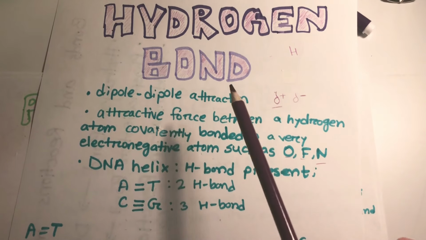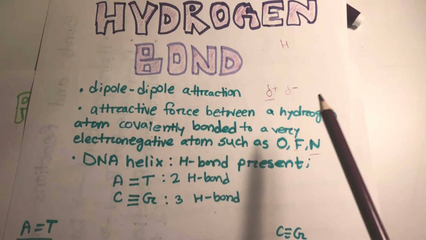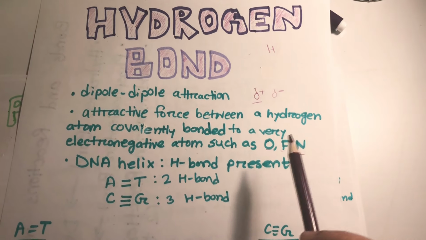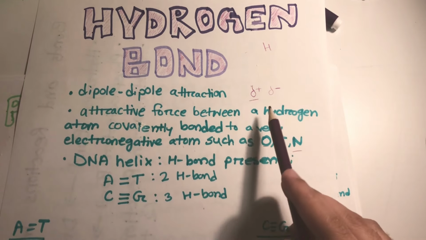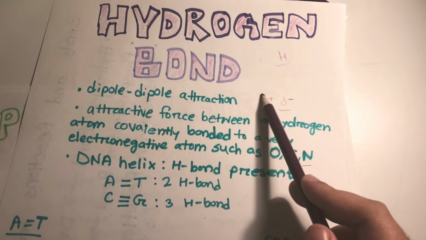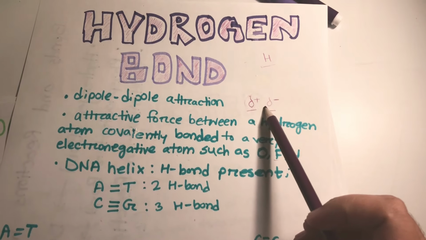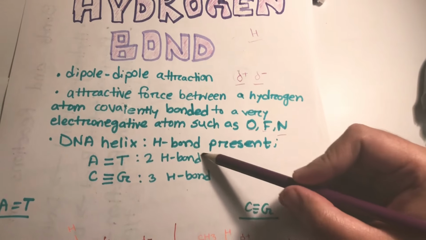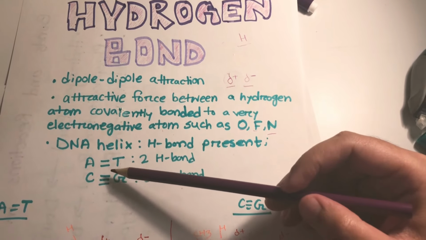So let's look at the hydrogen bond first. Hydrogen bond means the attraction between a hydrogen atom and an electronegative atom. Examples of electronegative atoms are oxygen, fluorine, and nitrogen. These atoms possess a polar negative charge and the hydrogen atom has a polar positive charge, and thus there is an attraction between these two charges, which is why it is also known as a dipole-dipole attraction.